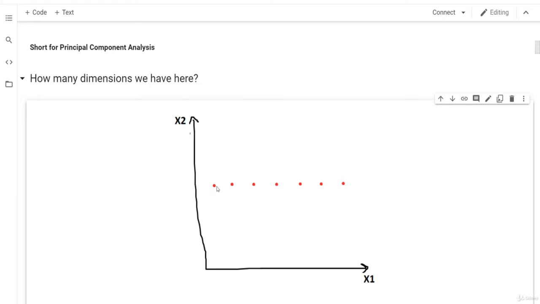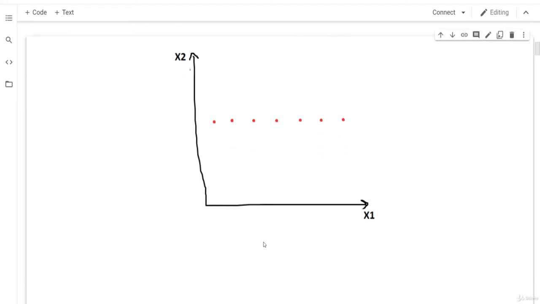Or we can project all the data points on x1, right? So we can project this here, we project this here, we project this here, and so on. And so we need only one dimension to represent the data with 100% accuracy, right? We will not lose any information. So we have two dimensions, but in fact we can represent the full data using one dimension.